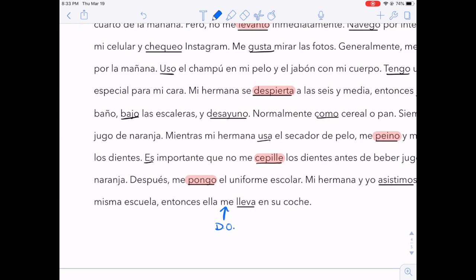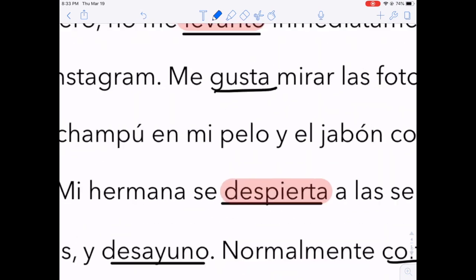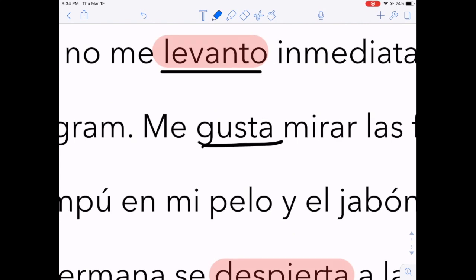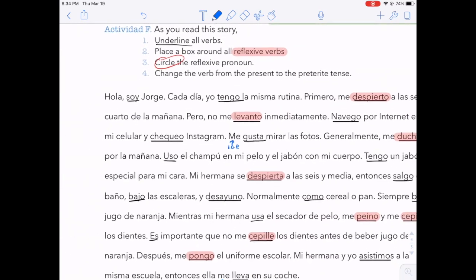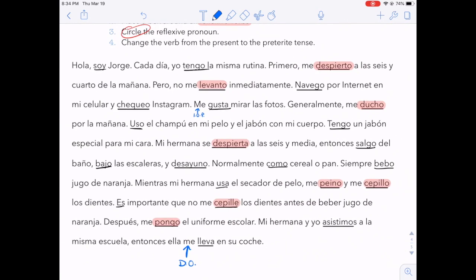Very similarly, where did the gusta go? Here it is. Me gusta. This gusta here is just a backwards verb. So me in this case is not a reflexive pronoun. It's an indirect object pronoun. So we will not include it in our hunt for reflexive pronouns.